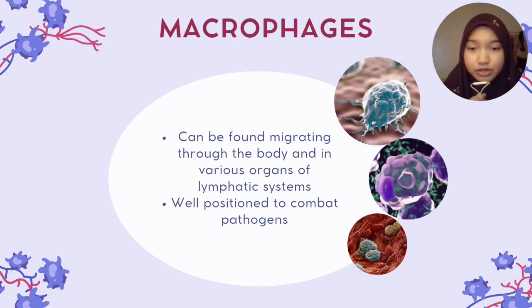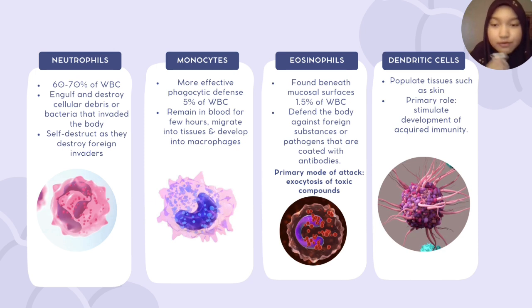Next are the macrophages. They can be found migrating through the body and in various organs of the lymphatic system. They are well positioned to combat pathogens. Neutrophils make up 60 to 70% of white blood cells. They engulf and destroy cellular debris or bacteria that have invaded the body. They also self-destruct as they destroy foreign invaders.